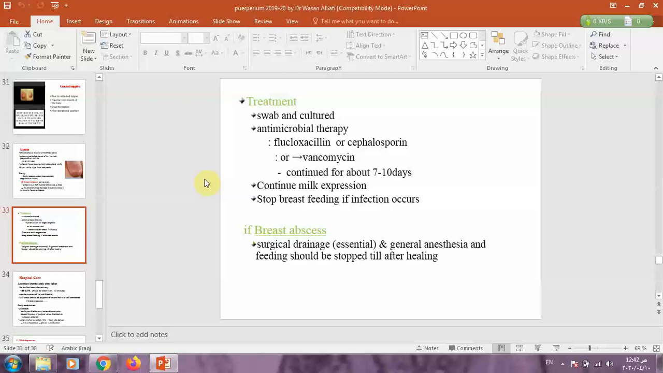Please continue milk expression, don't stop it. Stop breastfeeding only if infection or abscess has formed. Surgical drainage is essential if an abscess develops, and general anesthesia can be used for this condition. And the feeding should be stopped until after healing.